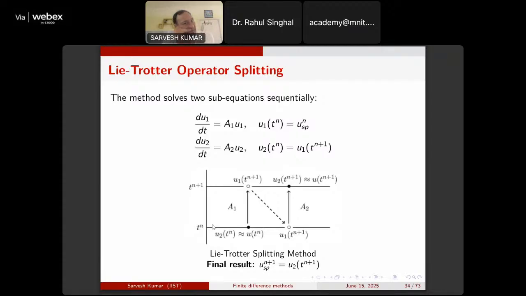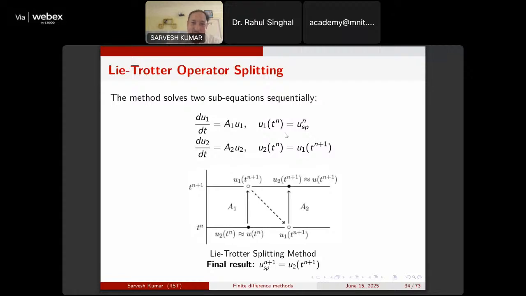So there are different kinds of splitting possible. One possible splitting is given by Lie and Trotter. Just to write the full equation as two systems, du1 by dt equal to A1 u1, du2 by dt equal to A2 u2. Now you have to treat these A1 and A2 differently.